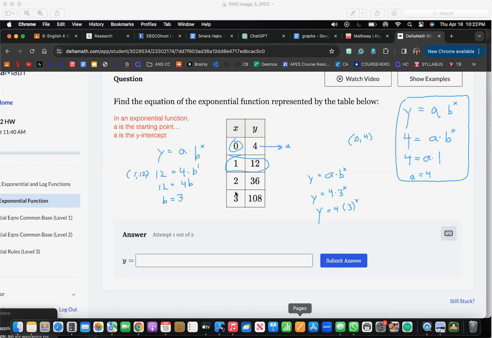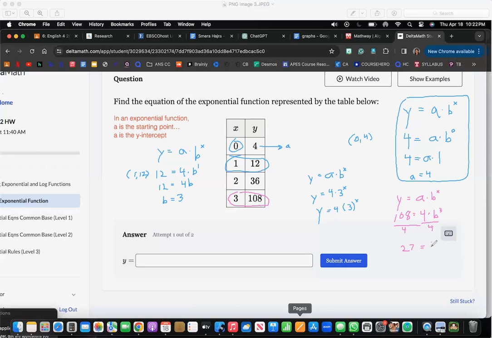Let's just say we picked a different point. Like, let's say we pick this one instead. Let's see how that would work out. So again, you would start with this. A, we already found, was 4. So this would be 108 equals 4 times b to the third. So the first thing you do here is divide by 4. 108 divided by 4 is going to be 27.